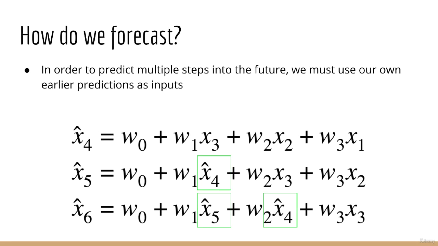If we want to make predictions multiple steps into the future, we must use our own earlier predictions as input. For example, in order to predict x5, we use x2, x3, and x hat 4. X hat 4 was calculated from x1, x2, and x3. To predict x6, we use x3, x hat 4, and x hat 5. This is the correct way to forecast. Now, note that this doesn't mean one step ahead predictions aren't useful. It just means you have to know when to use and when not to use them.